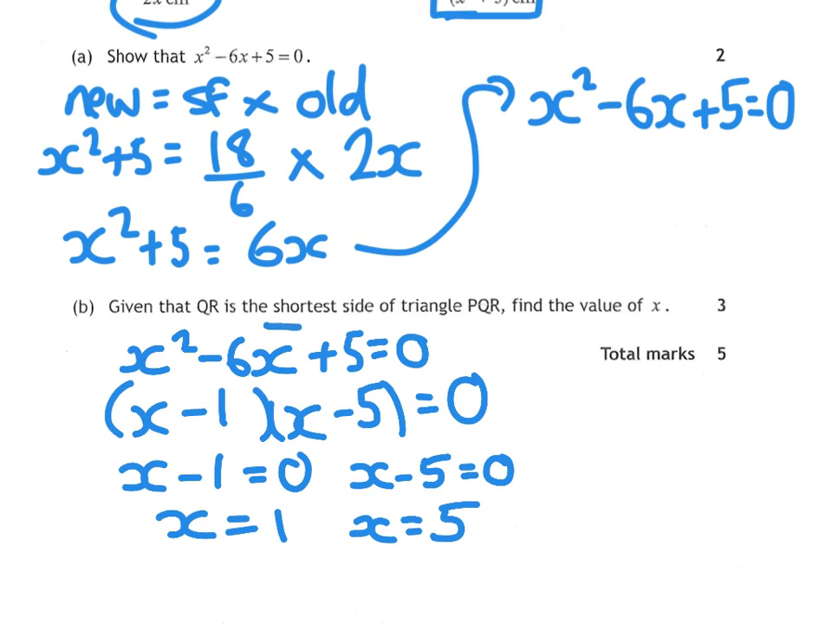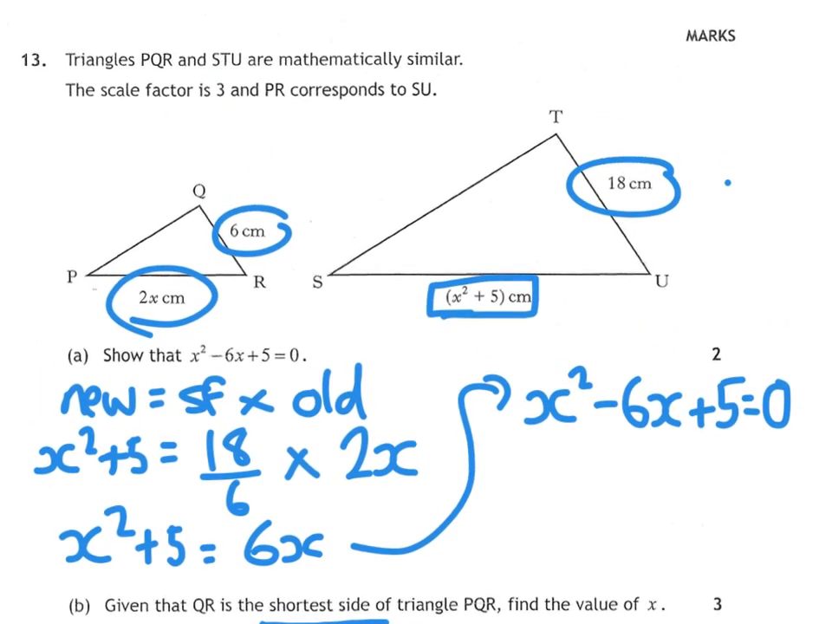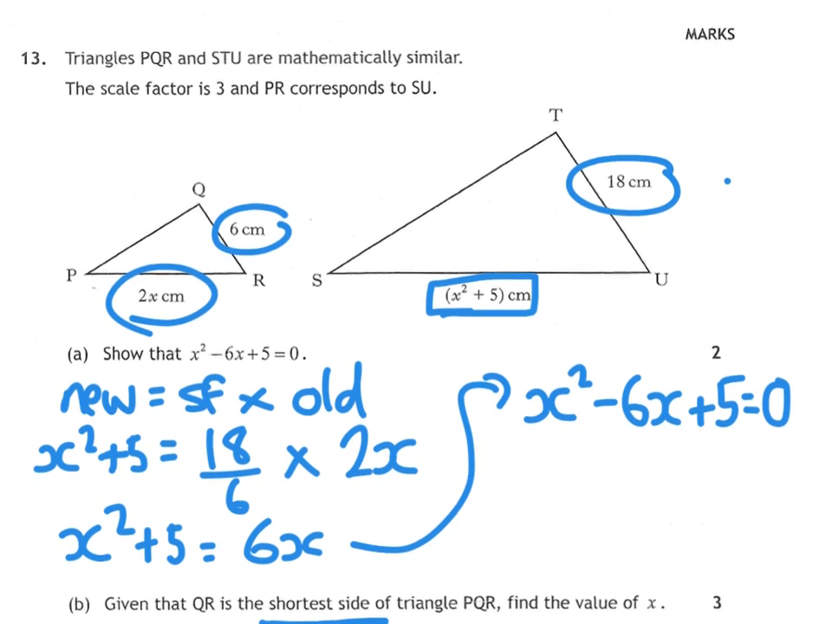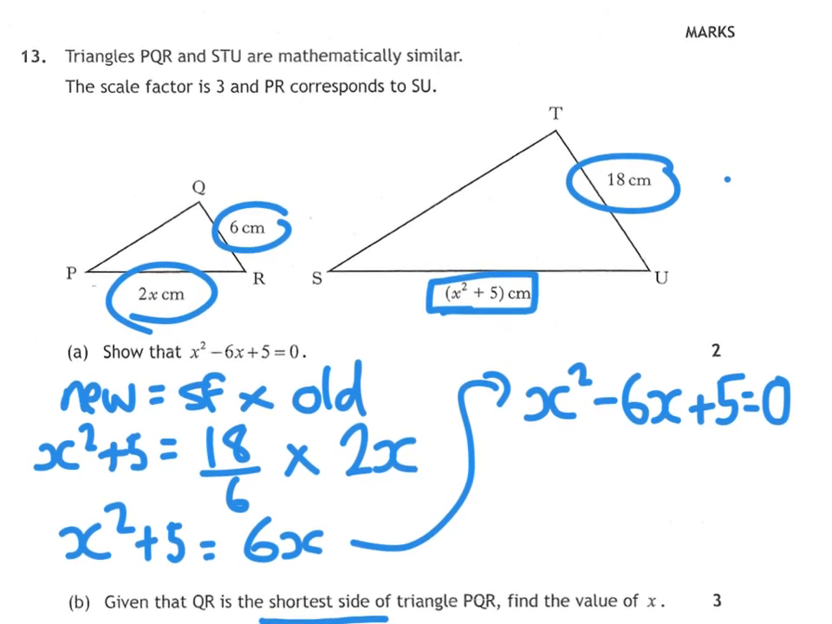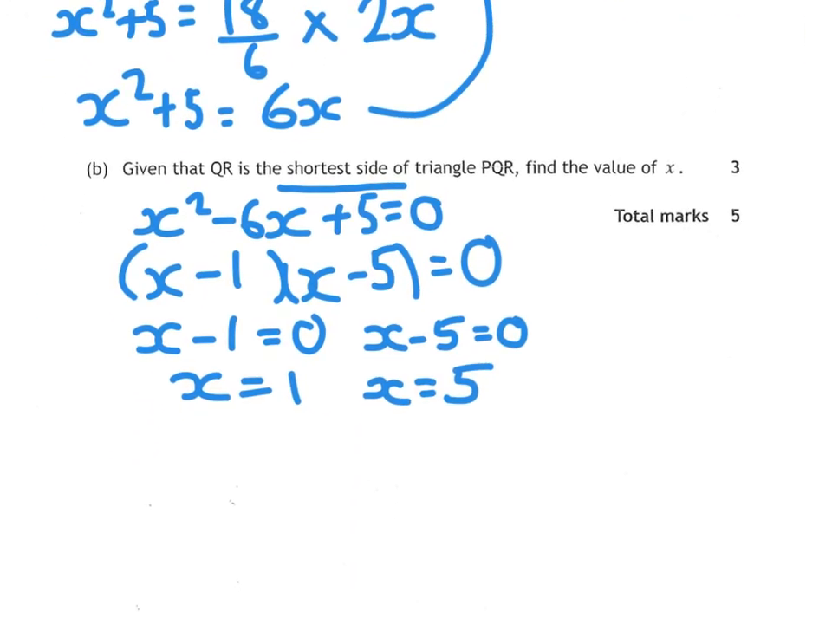But then it tells us that x is the shortest side of PQR, so we've defined the value of x. So I need to go back and look at that picture again. QR could either be 1 or 5 at the minute. So QR at the moment is 6, right? So x cannot be 1 because that would make PR shorter. QR has got to be the smallest side. So can you see that x equals 1 wouldn't work because that would make P to R 2. Whereas if I go with x equals 5, then P to R would be 10. So x equals 1 is no use.